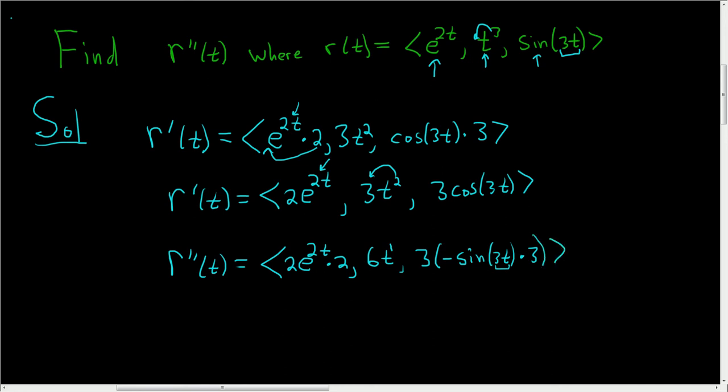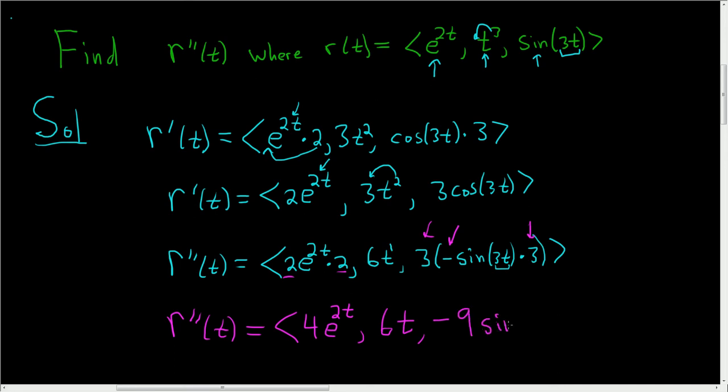The last step is to maybe clean it up. So r double prime of t is equal to, let's see, 2 times 2, that's 4, e to the 2t, and then we get 6t. And then here it looks like we have a negative sign, and we have a 3 and a 3. So 3 times 3 is 9. So we end up with negative 9 sine 3t.